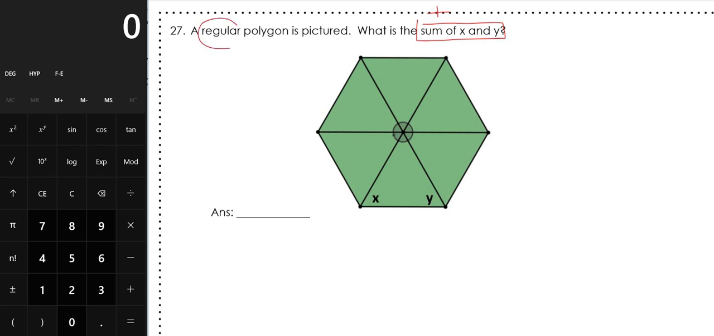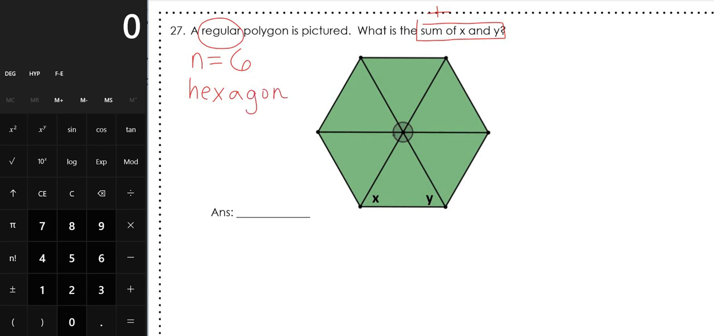It said it's a regular polygon. Regular means all the sides and all the angles are congruent. So I have 1, 2, 3, 4, 5, 6 sides for this polygon. N equals 6, that's the number of sides, which means it's called a hexagon. Just important information to know.